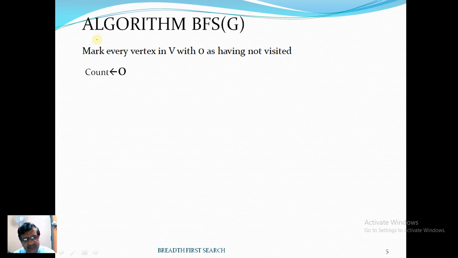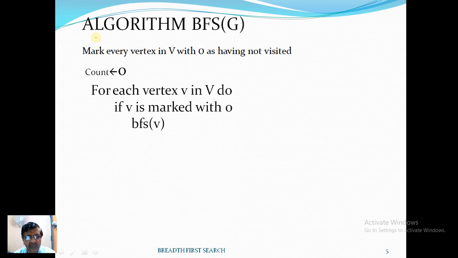Count is 0 because none of the vertices have been visited yet, therefore count is set to 0. For each vertex small v, lowercase v, representing any vertex that has been selected for the first time, it could be A, capital A, if the graph contains vertices marked with English alphabets, or it should be 1 if the vertices are marked with 1, 2, 3, 4.